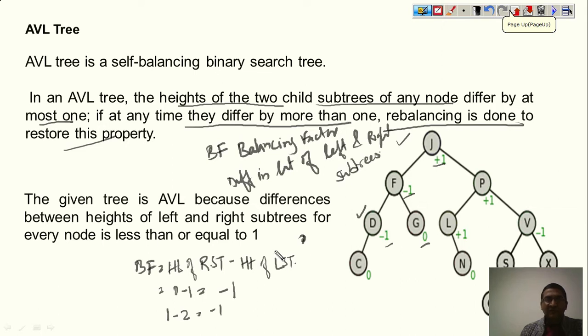So here you can find the balancing factor of any node by using this formula. The balancing factor basically tells us the difference between the height of the left subtree and the right subtree. So here you can see that at every point all are either 0, -1 or +1. So this is said to be an AVL tree.